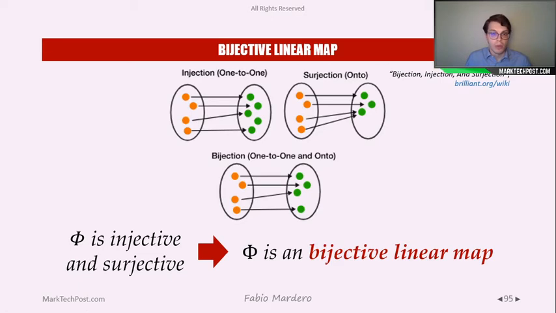When both properties arise, we say briefly that the linear map is bijective. So we have injection, surjection, and when both of these conditions are proved, the function, the linear map, is bijective.